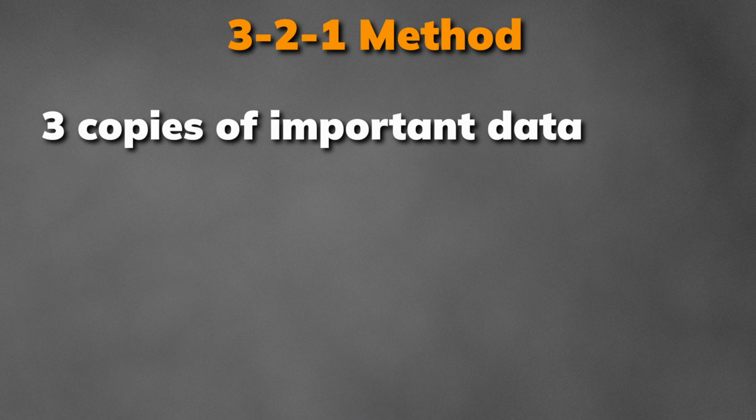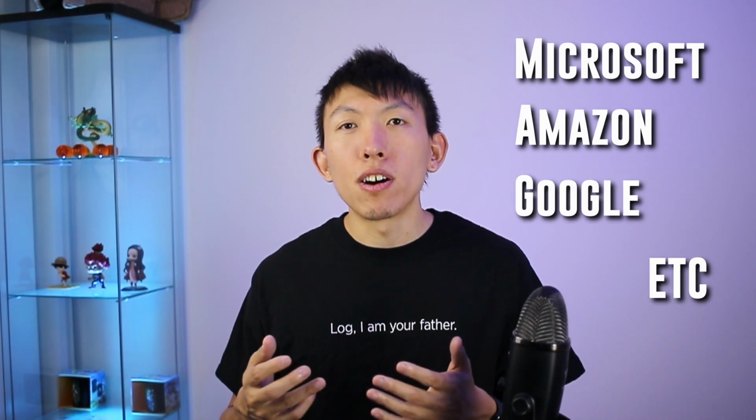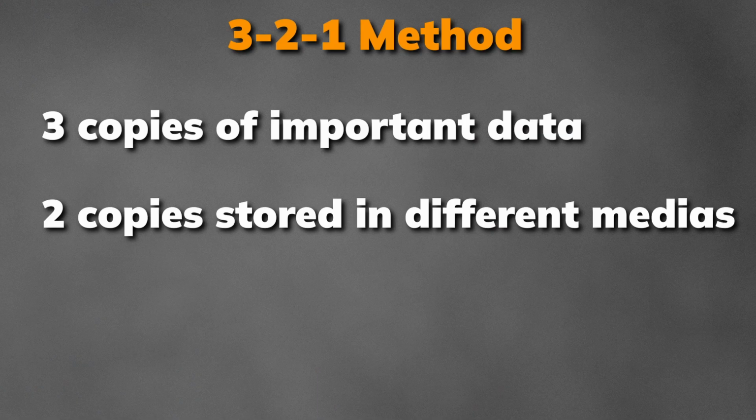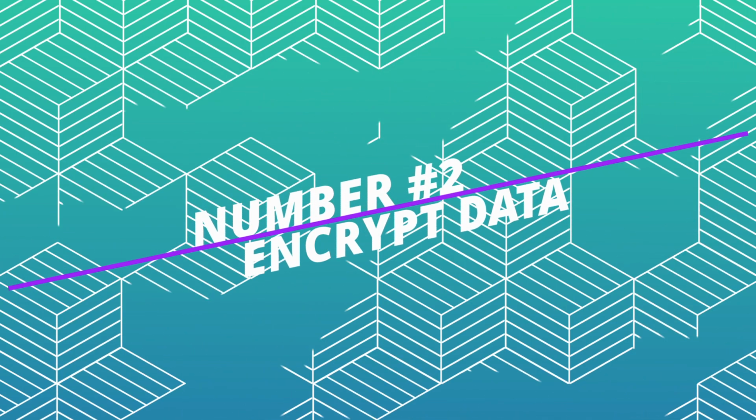If you never heard of the 3-2-1 method, maybe now is a great time to introduce you to the 3-2-1 backup method. You want to make sure you have 3 copies of your important data. 2 of those copies are stored in different storage medias, meaning use different storage cloud providers if you go down that route. So use Microsoft, Amazon, or Google, or any other backup providers. And you want to make sure you have 1 copy of your important data stored offline. Number 2, encrypt your data.